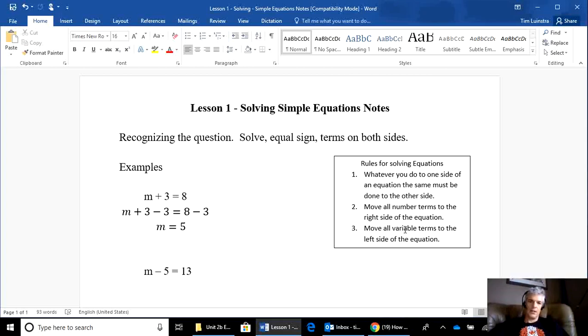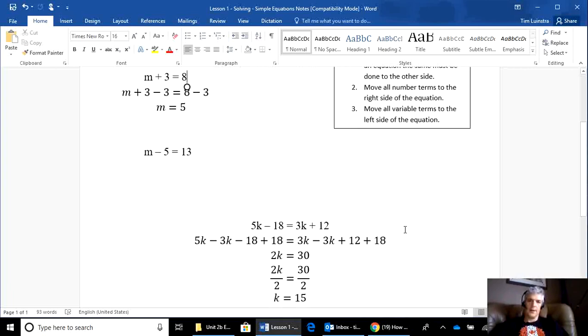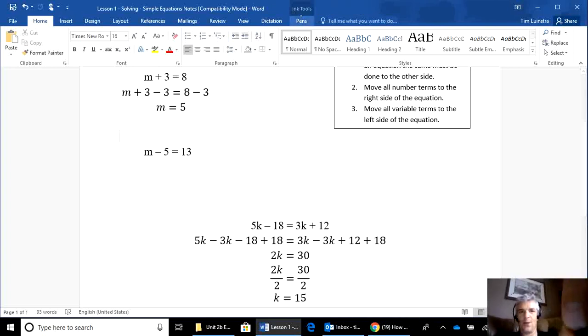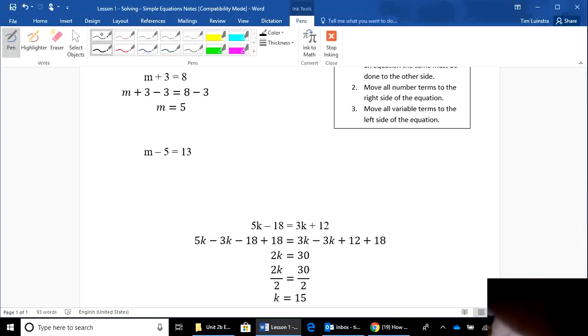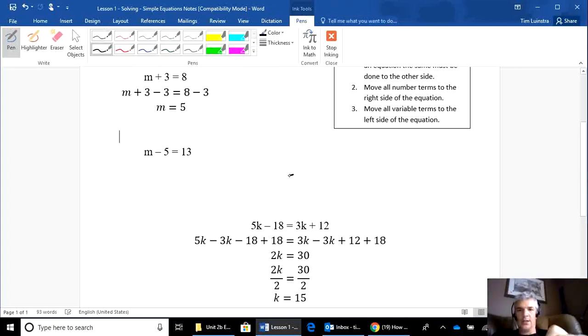So if I want to do this particular example here, which is m minus 5 equals 13, I'm going to try this with the pen. I'm not sure I'm going to write very well here. I think I'm a much better writer on the whiteboard than I am here, but this is what I've got to work with. So what I'm going to end up with is I'm going to add 5 here, and I'm going to add 5 here. And as a result, I end up with m equals 18.